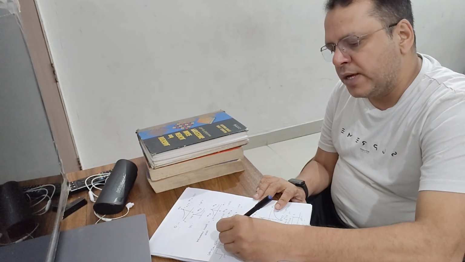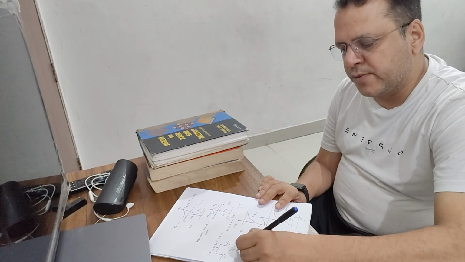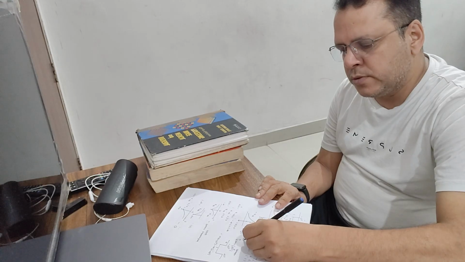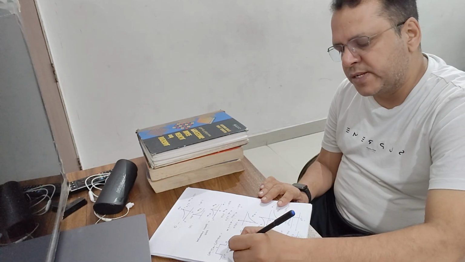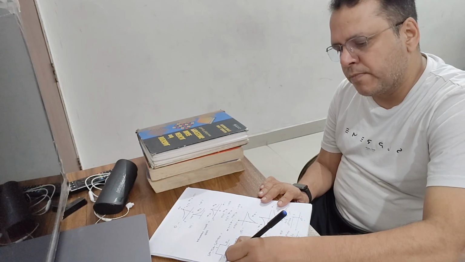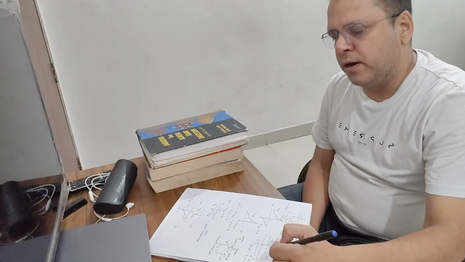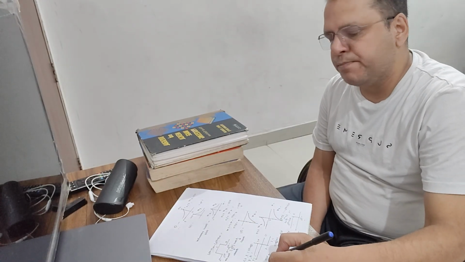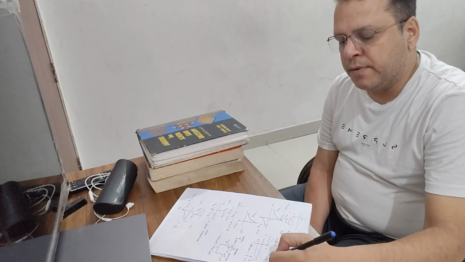This pulse is known as rectangular pulse, and this is defined as A rect of t upon tau, where this tau defines the duration of the pulse. This A is nothing but the amplitude, and this t defines that the rectangular pulse is given in the time domain, right? So in this way we can define this rectangular pulse from the unit step pulse just by shifting the u of t from minus tau by 2 to plus tau by 2.